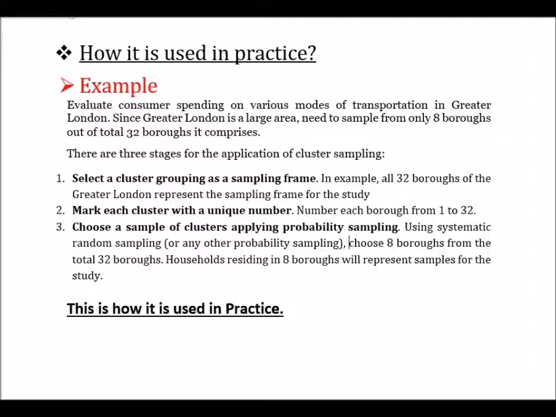The third step is to choose a sample of clusters applying probability sampling. We can choose by systematic random sampling or any other probability sampling as well. So you can choose 8 boroughs out of the 32 boroughs, and households residing in the 8 boroughs will represent the samples for the whole study. So this is how it is used in practice.